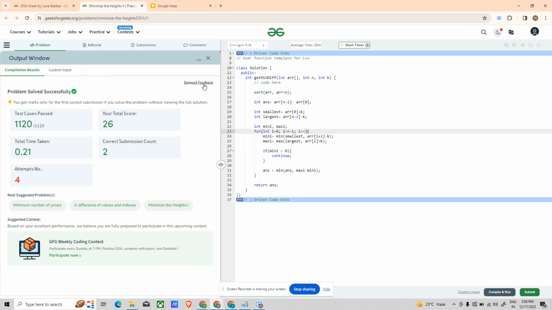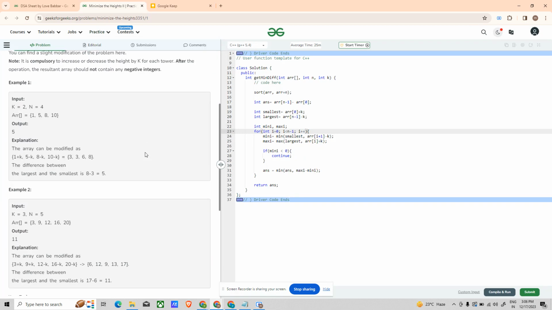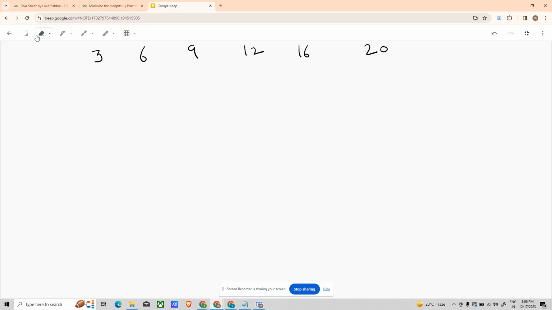We had 3, 9, 12, 16, and 20. I said that the definite answer is 20 minus 3. How come?